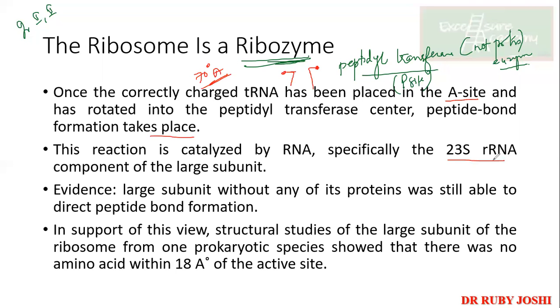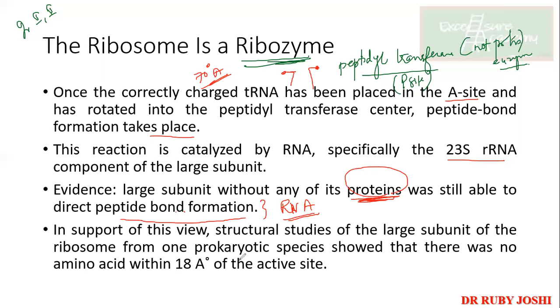Now, how do we understand that? Who told us that it is the ribozyme that is doing the catalytic work? There are crystallographic structures which have shown that without any proteins, the ribosome was still able to carry out peptide bond formation. So what does this evidence say? It says that it is the RNA only which is catalyzing the peptide bond formation without any proteins.